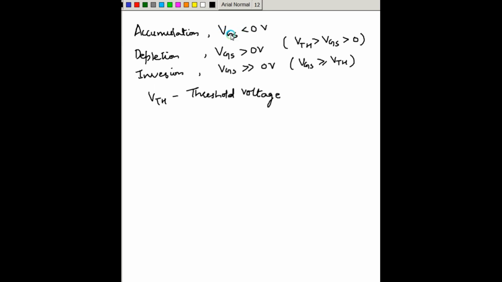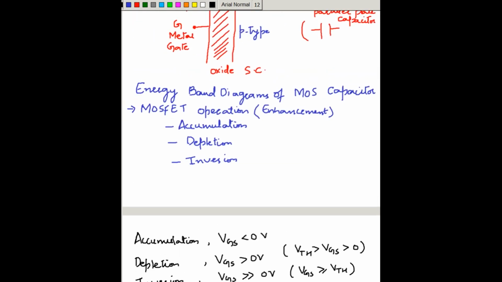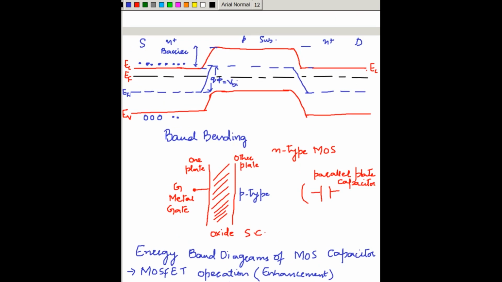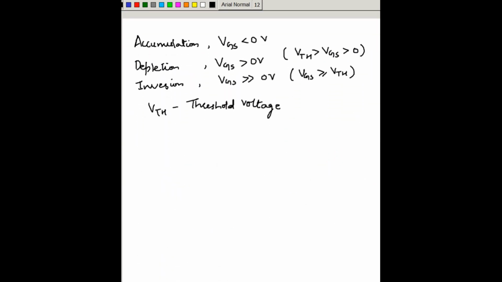So we'll be taking accumulation, depletion and inversion one by one, but I'll be discussing only the energy band diagrams of these three modes, because the operation of the MOSFET in these three modes I presume you have already studied in your VLSI design in your previous semester. So accumulation says that VGS is less than 0 volts. So we again draw this diagram: a metal plate here, oxide in between, and along this side is our semiconductor. This is the metal gate, this is our oxide, and this is our semiconductor. In this case the semiconductor is p-type.